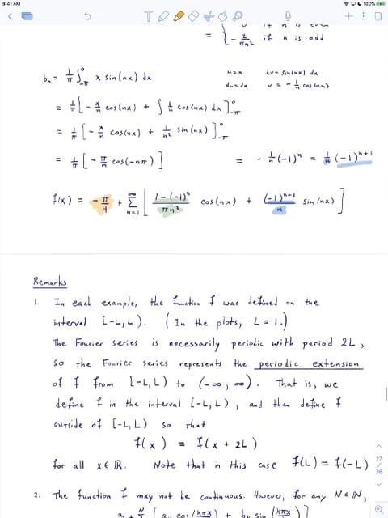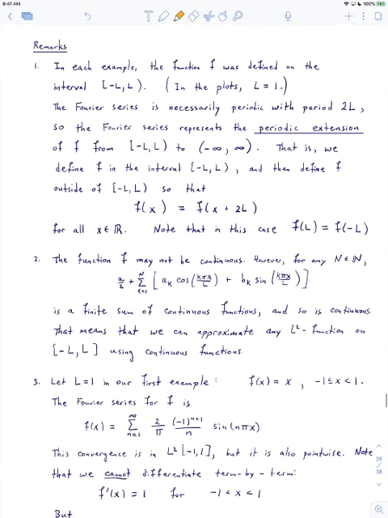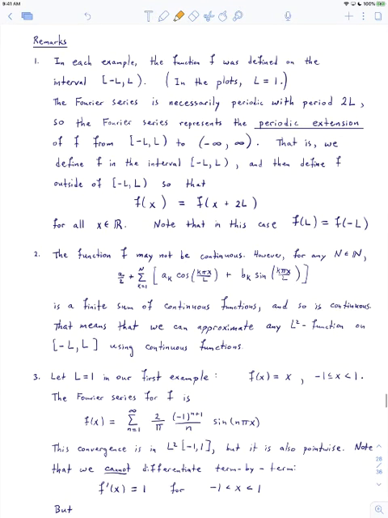So let's make some remarks. Now I've commented on some of these already, but let's just organize them all together. So for our first remark, in each example, the function f was defined on the interval from minus L to L, including the left endpoint but excluding the right.